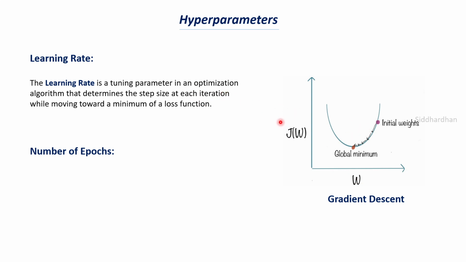So in each iteration, we will try to change the weight value, and we will try to see whether the loss function is reduced or not. The change that we are imparting to the weights is called the learning rate.